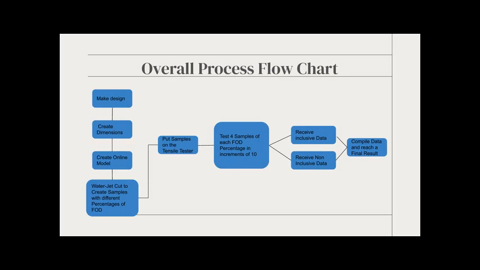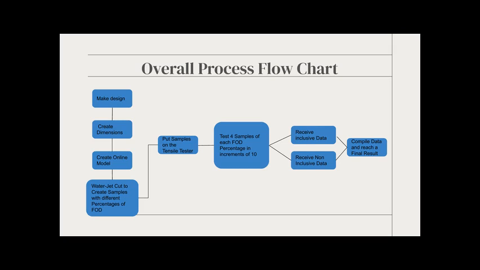For our overall process flow chart, we obviously made a design. We dimensioned that design so it would fit in the tensile tester that we could use in the lab, and we put it in a CAD model so all the dimensions were right. Then we could send that file to the shop, and they could water jet our samples. There were 4 different samples.